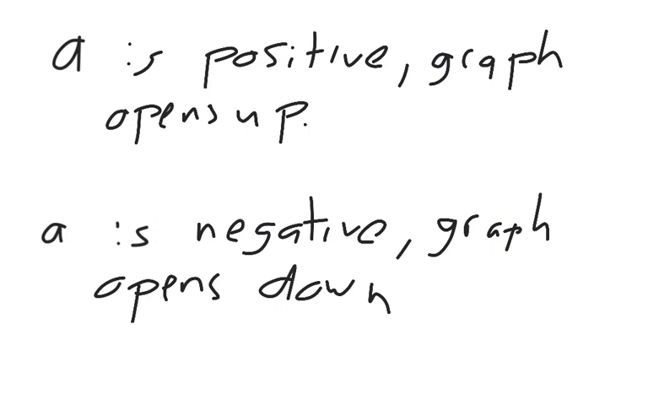Well, the negative means it's going to open down. The 0.5 is going to do what? It's going to compress the graph because it's between 0 and 1. Right? So negative reflects, 0.5 compresses for those A terms.